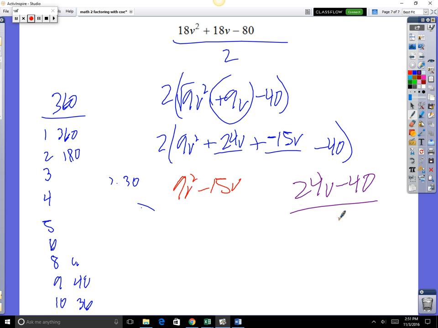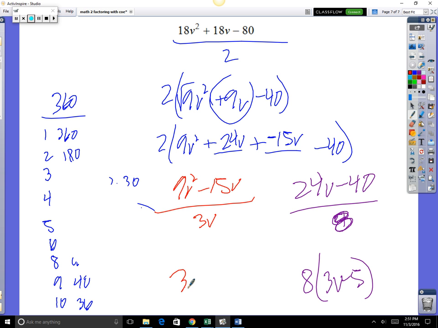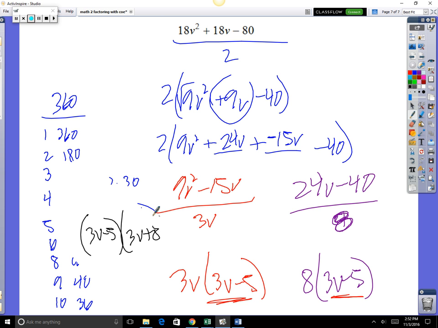What can I divide both by? 4? If I do 4, let's see what 4... No, bigger than 4. We've got to go 8. If I divide by 8, it will be 3v minus 5. Now this group, if I divide them both by 3v, it will be 3v times 3v minus 5. Sweet, so both groups have a 3v minus 5. So my final answer is 3v minus 5 times 3v plus 8.